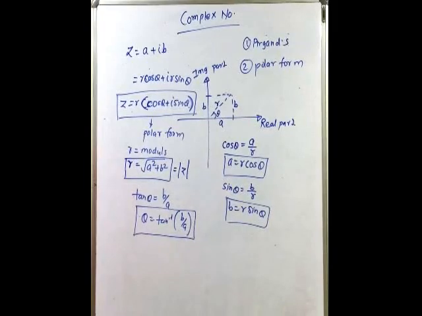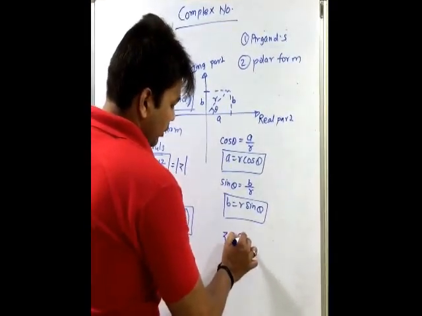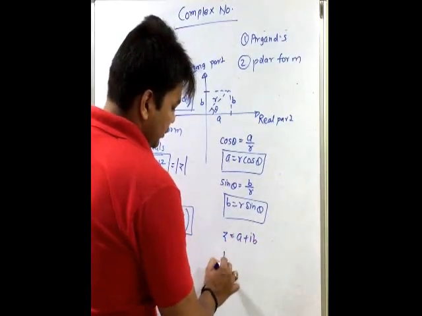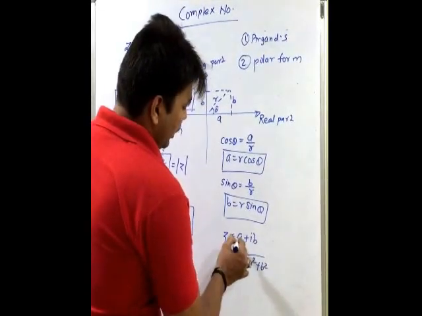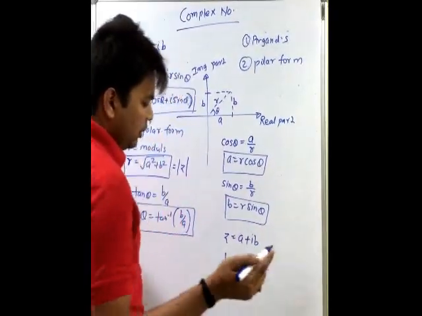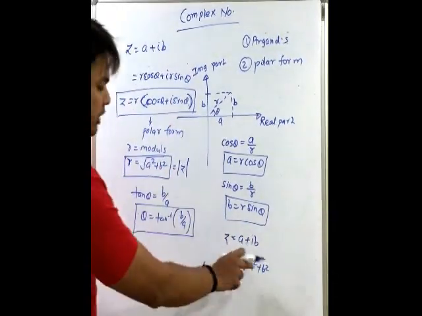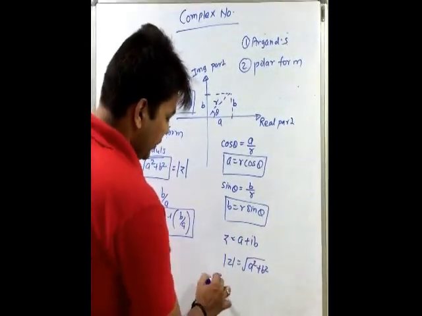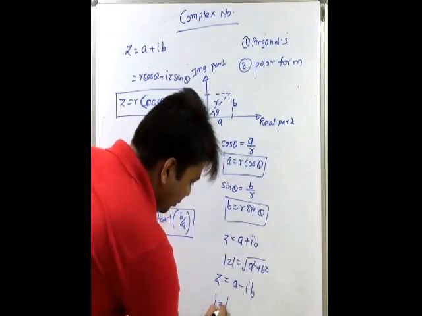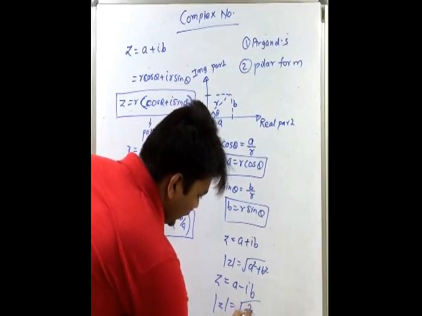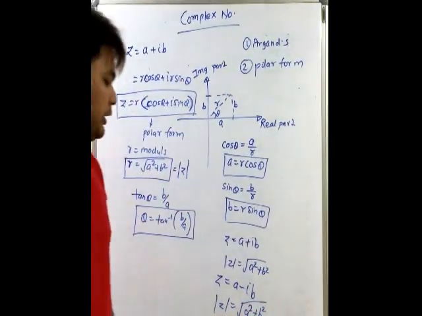In the last video, I think I told you that to take the modulus of any complex number, you just have to write the square root of A square plus B square, whatever the number. Don't care if it is negative or positive, anything. So the modulus will be the same. If we have a complex number Z equal to A minus iB, then the modulus will be the same: square root of A square plus B square, right?